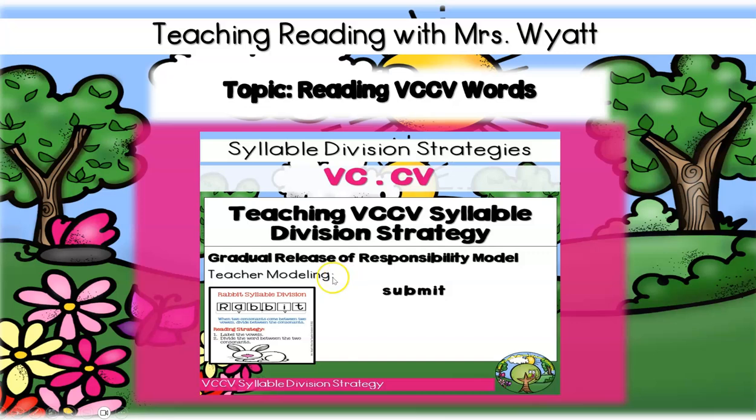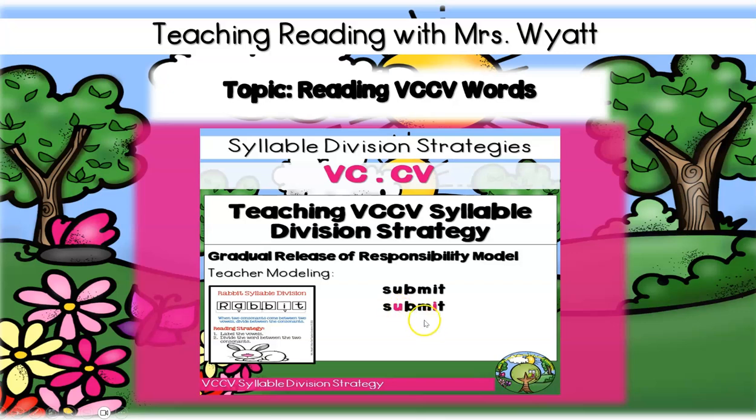So once again, the teacher is still modeling. So you would display this word on the board. And we're referring back to our anchor chart. We're going to label the vowels. So that's our U and our I. Then we're going to identify the consonants that are coming between these two vowels. So we're focusing on that B and that M. And then finally, we're going to divide this word into syllables between the B and the M.